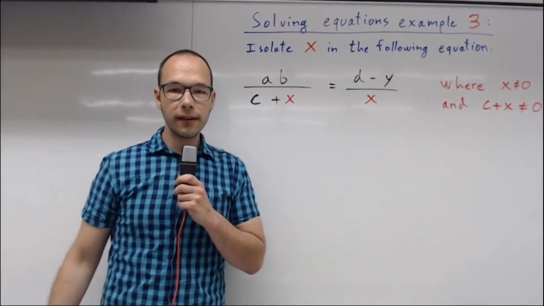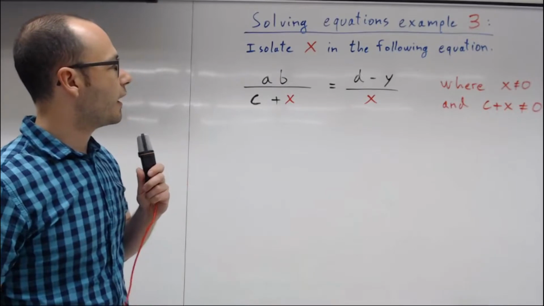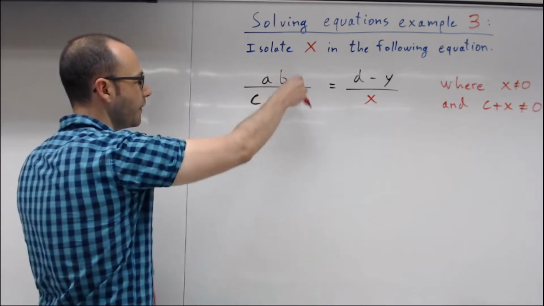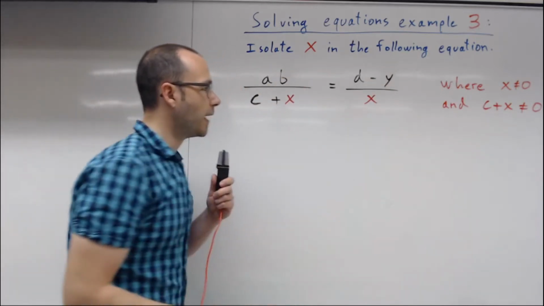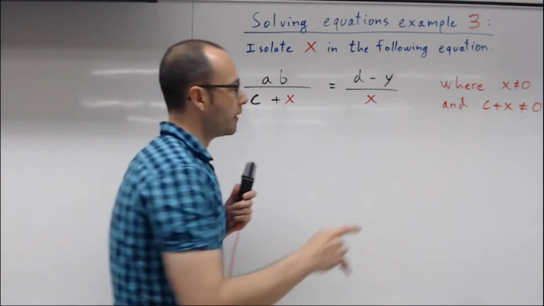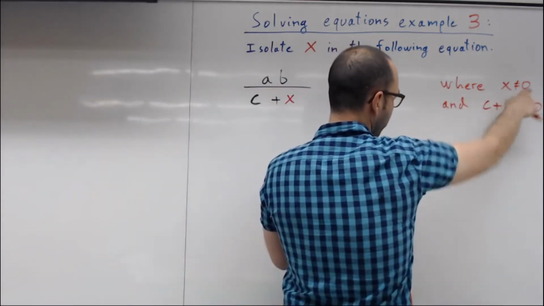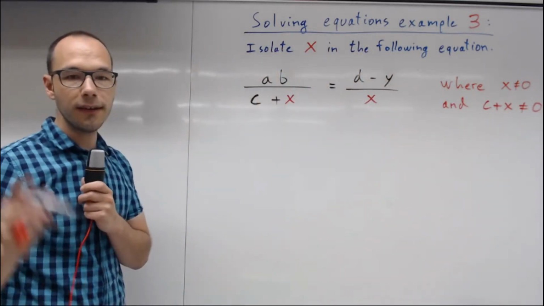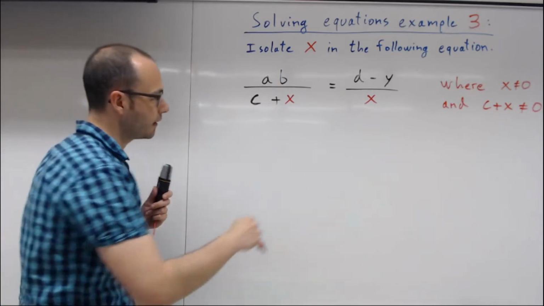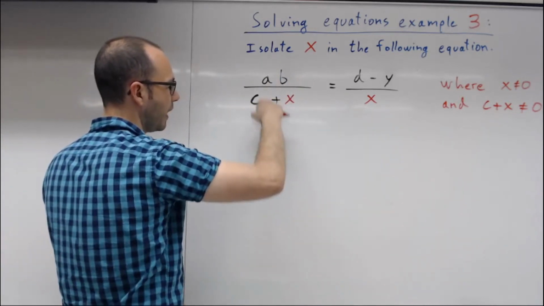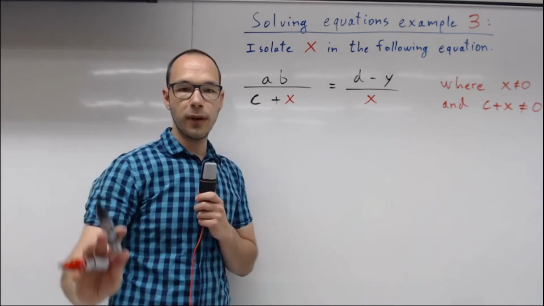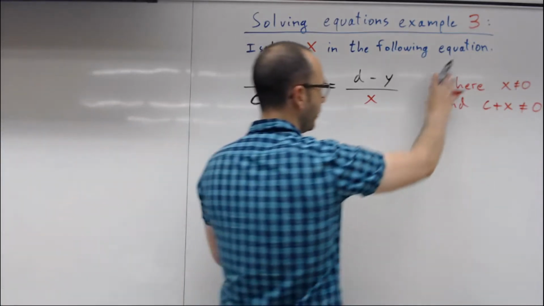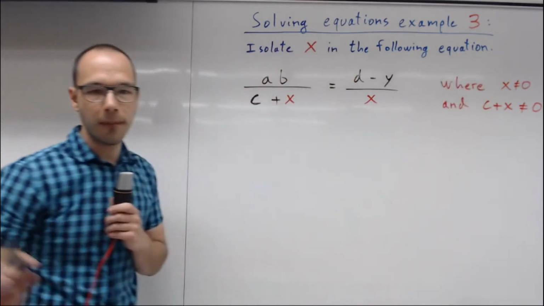Now, on to my final example on solving equations. I have to isolate x in the following equations with divisions on both sides. We also have a condition where x must be different from 0 and c plus x must also be different from 0, because if we do not have this condition, we will have a division by 0. So it's just to make sure that we have a proper math problem here. You don't have to deal with this. It's only to have a proper math problem.